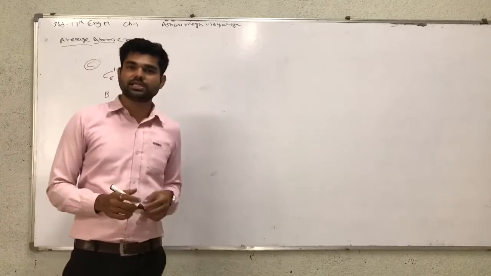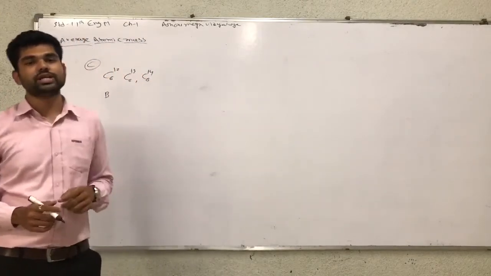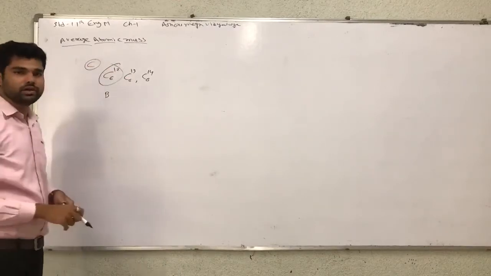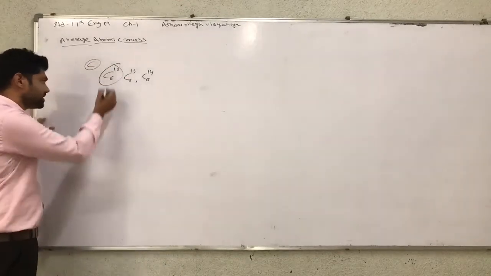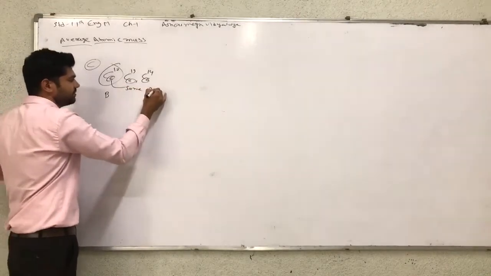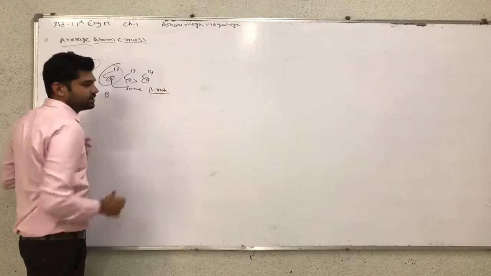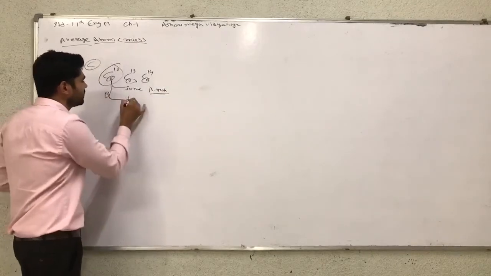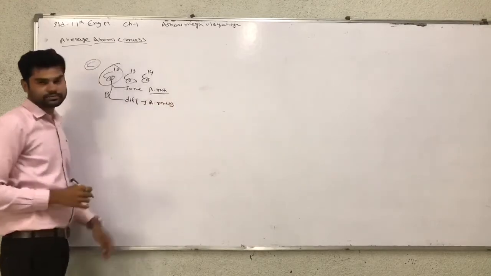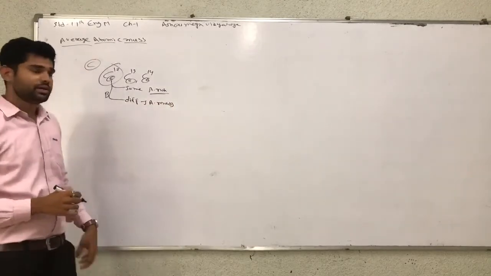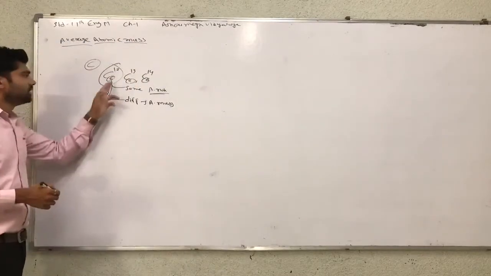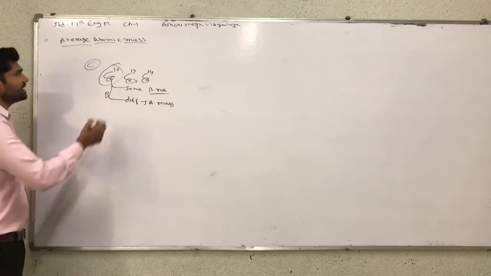So understand from the previous lecture on atomic mass, we use the isotope of carbon C12 for measurement of all element masses. So isotope means same atomic number but different atomic mass. Same atomic number and different atomic mass is known as isotopes.